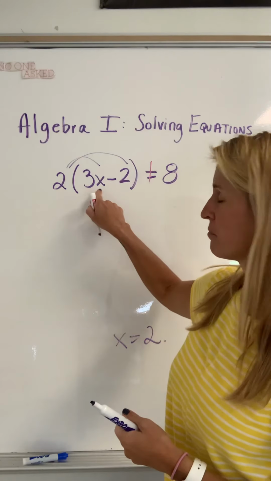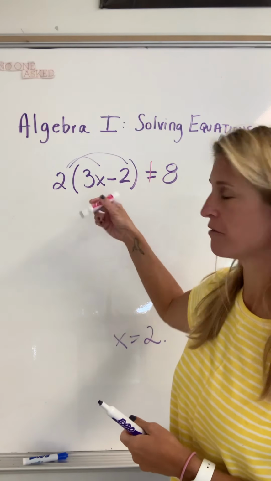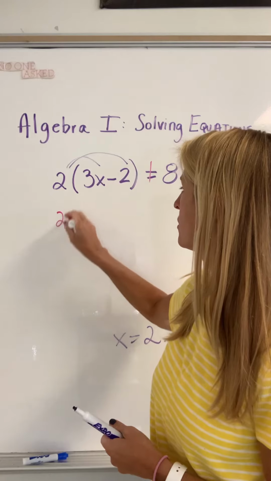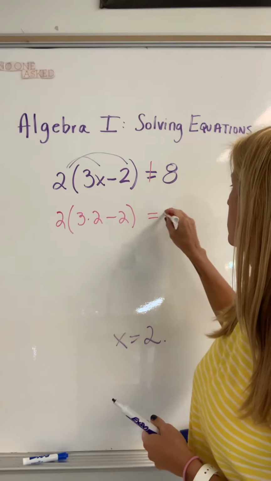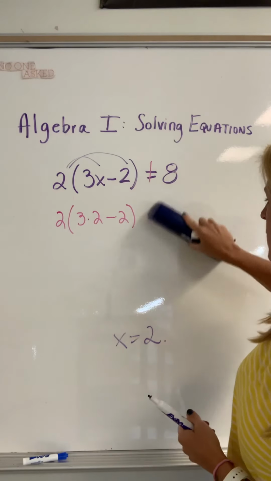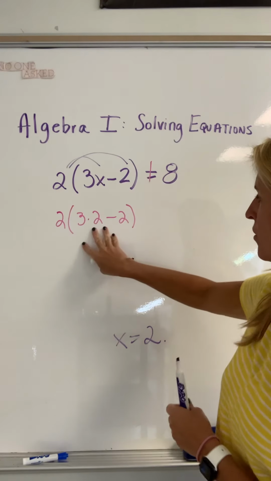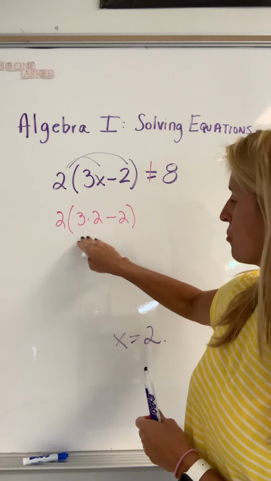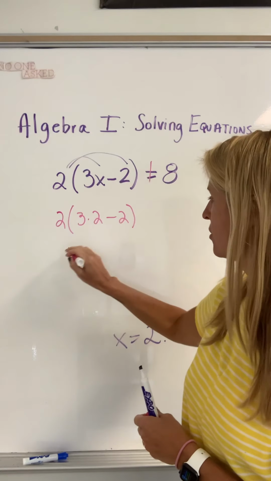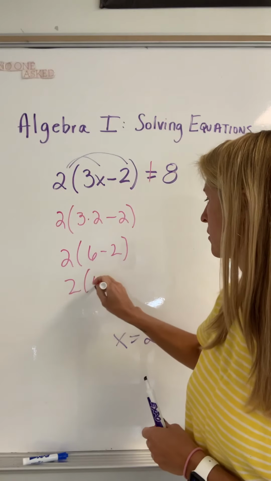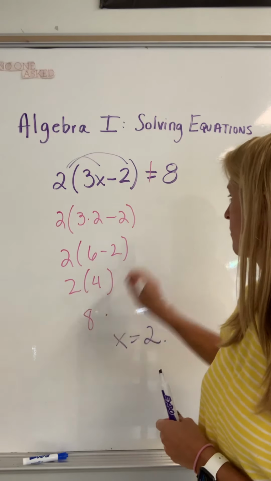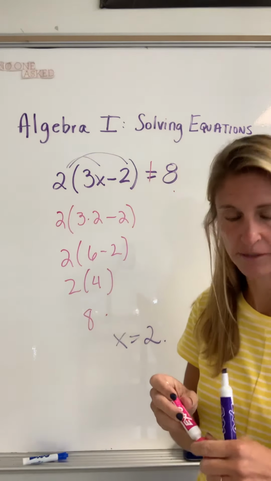So if I'm going to plug 2 in or substitute 2 in for x, I would have 2 times 3 times 2 minus 2. Oops, I won't even write down the equals 8. I just want to see what that ends up being. So order of operations says do parentheses first. Yep, checks out. 8 on both sides.